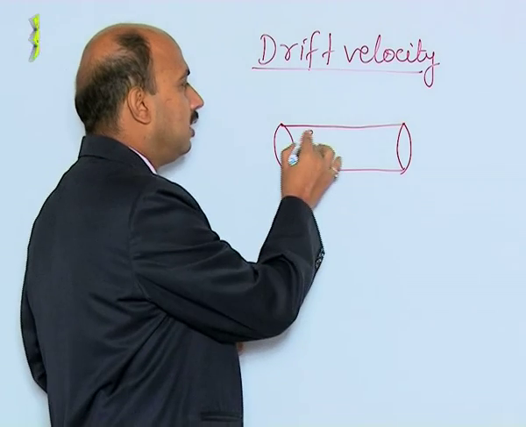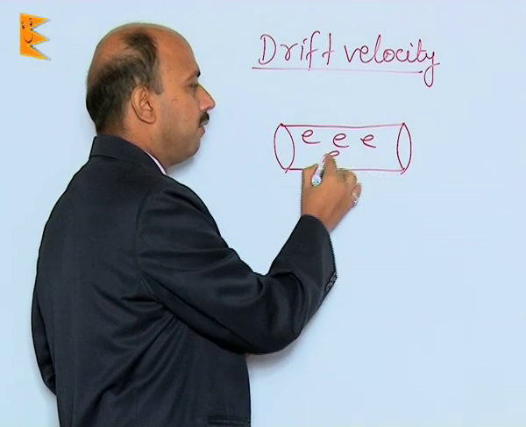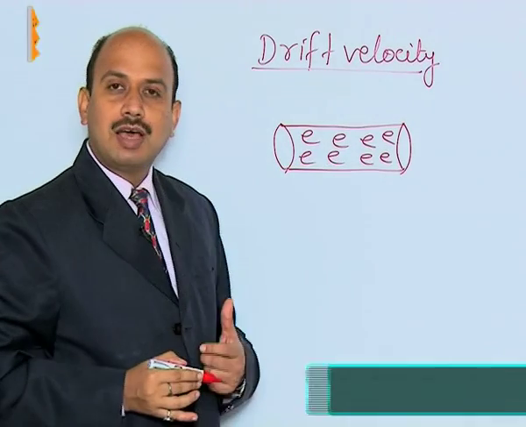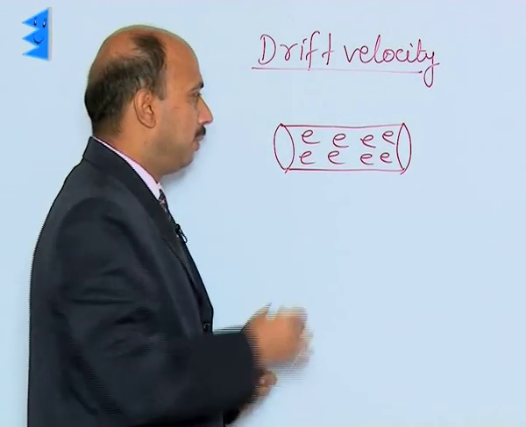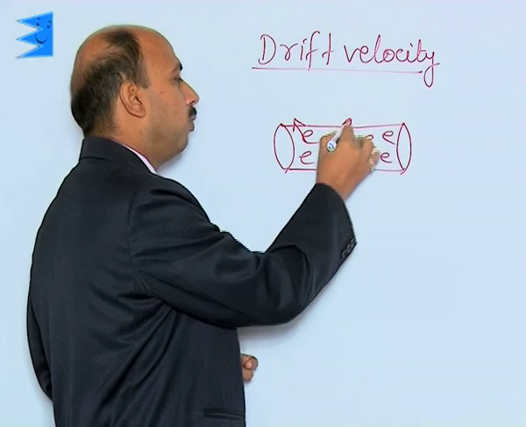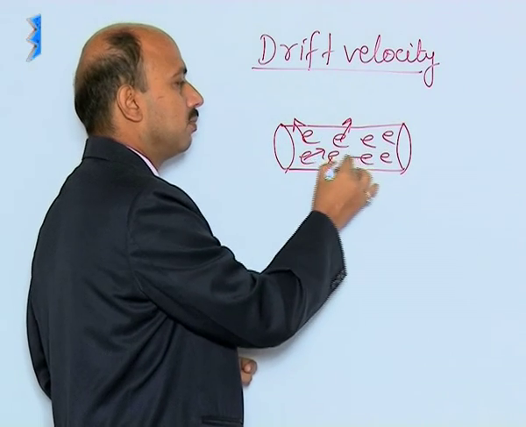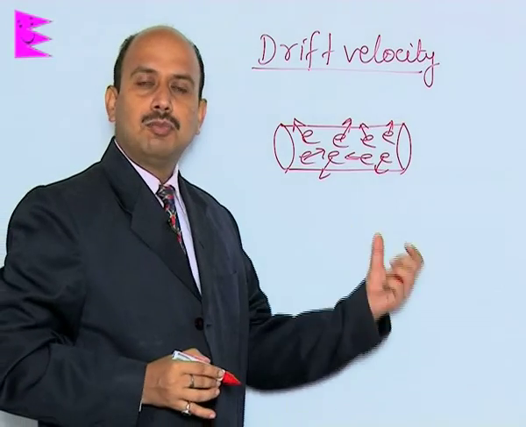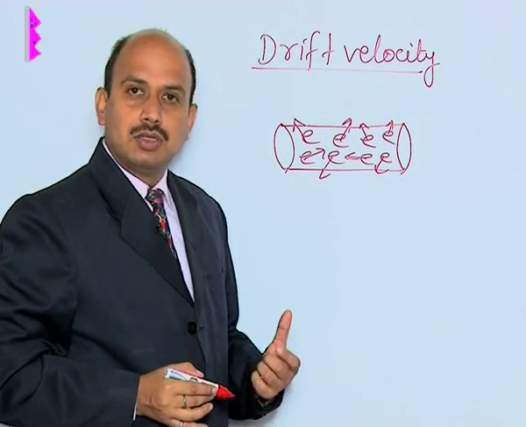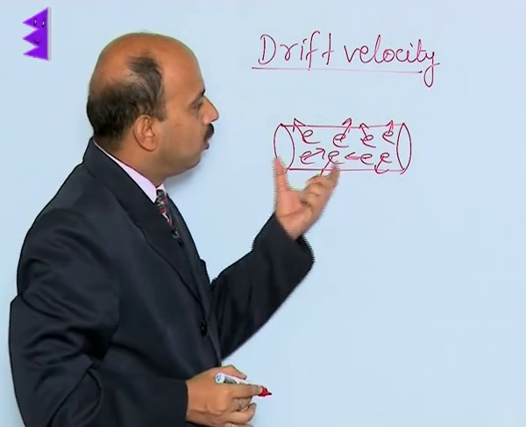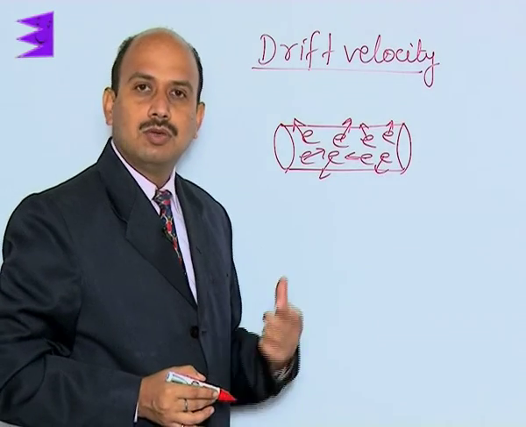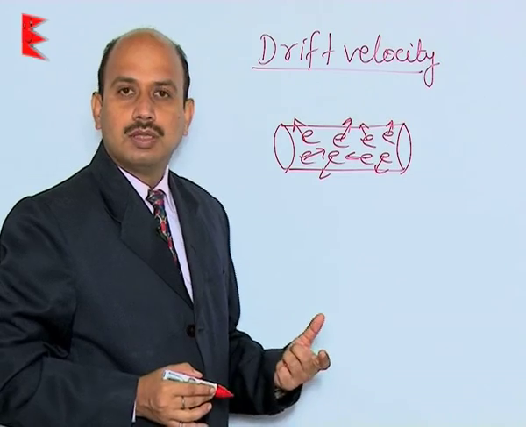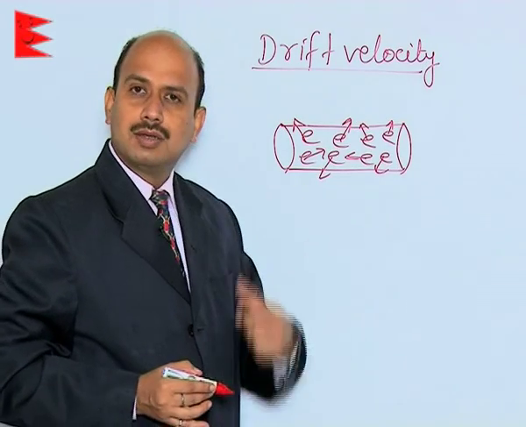So, this conductor has a large number of free electrons. These electrons have thermal velocities at room temperature, and they are moving in random directions. If you assume any cross-sectional area of this conductor, you will find the net charge flowing through that area is 0. That means there is no current.